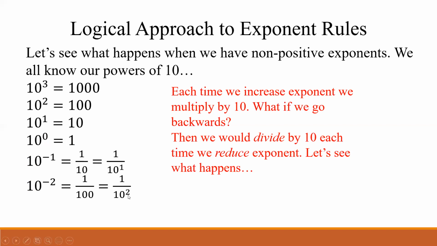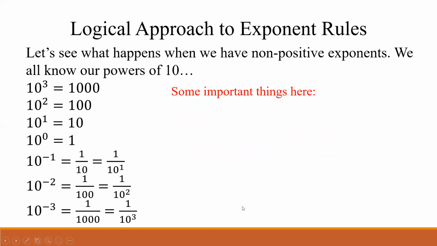But I could write that as 1 over 10 squared. And you see what happens here. And I can do it one more time. I can do it all day if I wanted to. I'm going to stop here. But if I take another exponent away, getting 1 over 1,000, that ends up being 1 over 10 to the third. Okay? So let's look at some of the key points here.